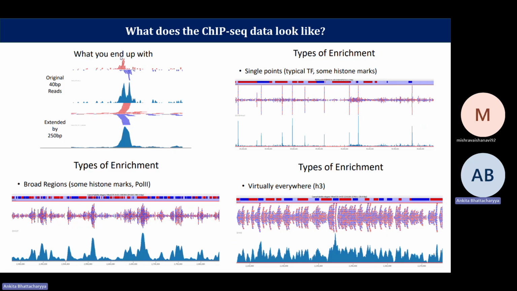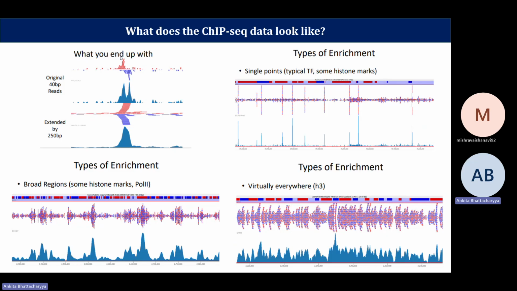Second possibility is when there is a protein which does not have a very sort of tight binding, but instead it usually does not bind to a sequence. It usually binds to a region, and therefore what you get as an output is a lot more broad, and usually that you find for pol 3 itself.